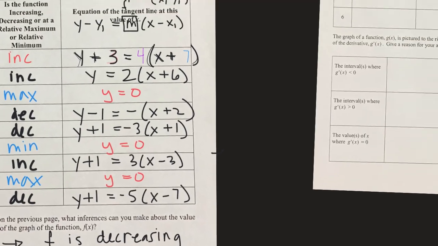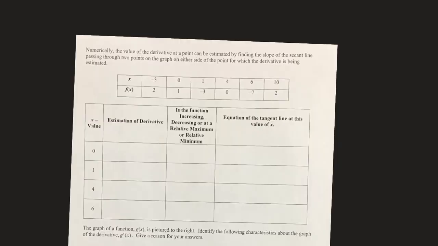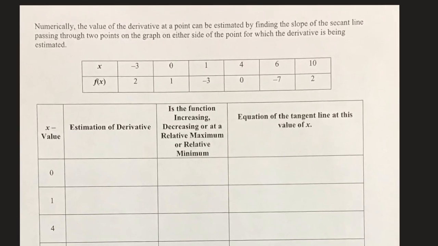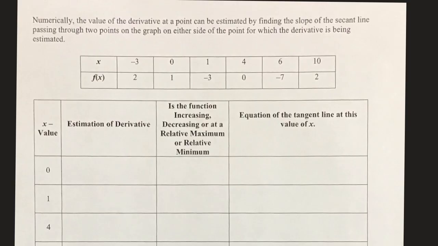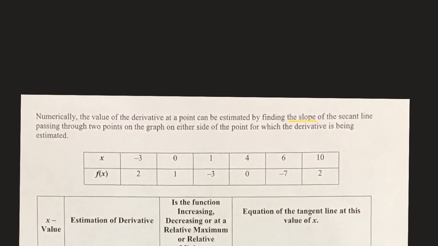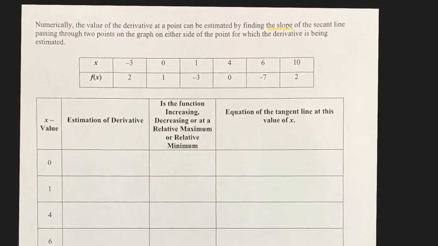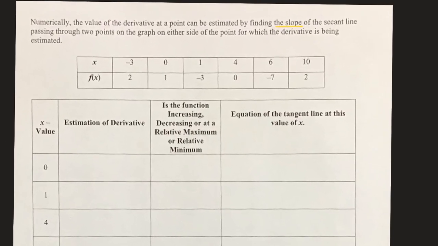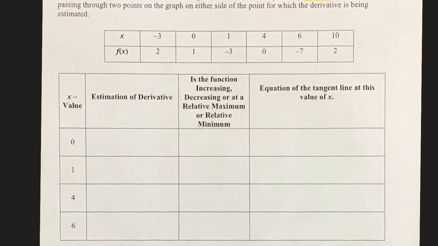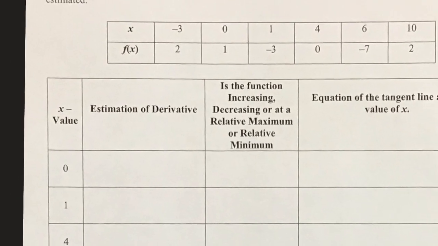So let's see what the backside of our notes has for us today. So numerically, the value of the derivative at a point can be estimated by finding the slope of the secant line that passes through 2 points. Remember, that was your y2 minus y1 over x2 minus x1, or f of x plus h minus f of x over h, the limit as that went to 0. So any 2 points, we can estimate the derivative by finding the slope of the secant line. So let's do that for a minute. Our x value of 0.